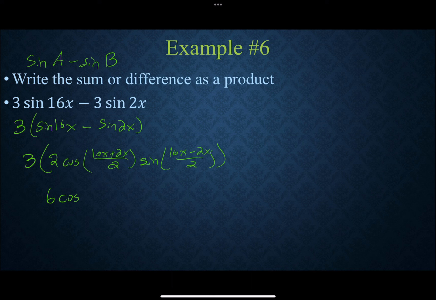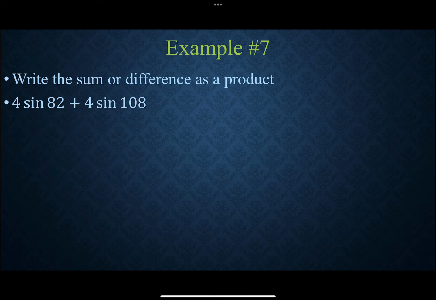We get 6 cosine of 16 plus 2 is 18 over 2 is 9, so 9x. And then sine 16 minus 2 is 14, divided by 2 is 7, so 7x. And there's nothing else to do with that. There are no negative angles. That's not going to always happen with a negative when you're doing the A minus B over 2 portion. So that's just our answer. 3 times the 2 in front, and then your difference, cosine sine, all you're doing is applying the appropriate formula.